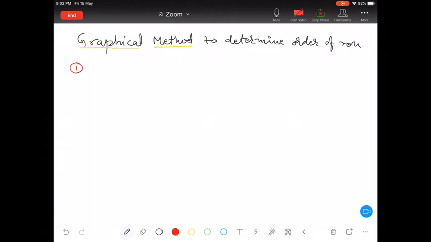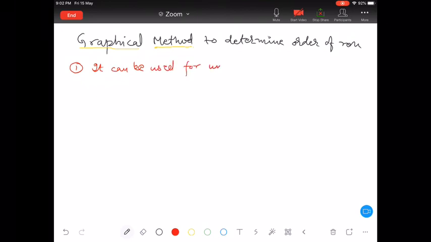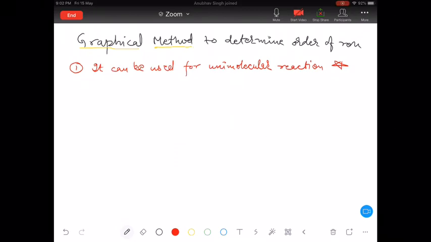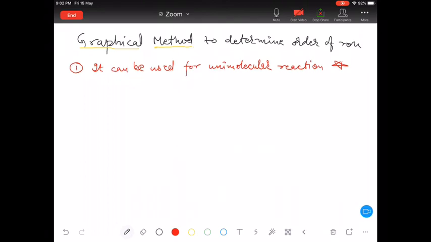First one, it can be used for unimolecular reaction only. That is a very important point you need to remember, that for a unimolecular reaction only we are going to use this particular method. Now what if a multimolecular reaction is given?